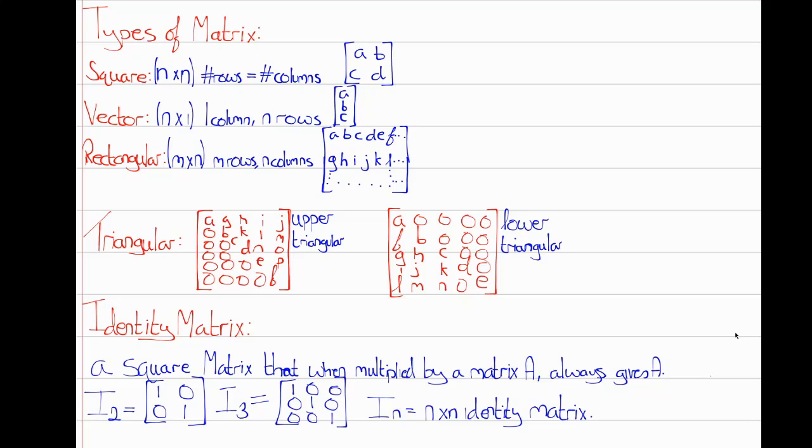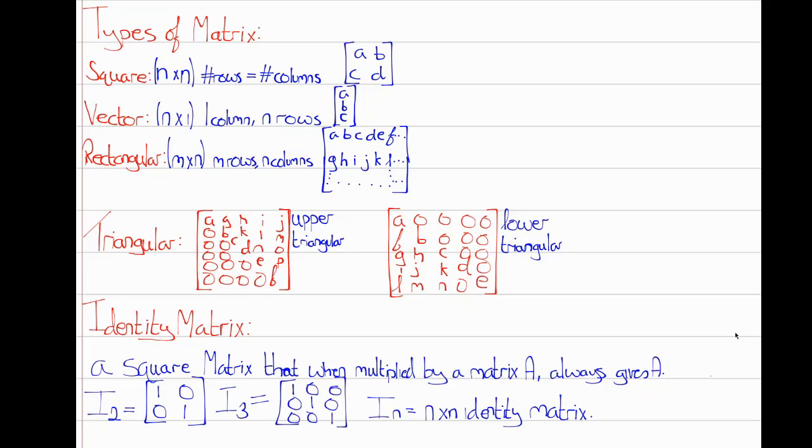So we can have a triangular matrix. A triangular matrix is a matrix which has numbers in the upper triangle of the matrix, and in the lower triangle it has zeros everywhere else. Conversely, a lower triangular matrix has numbers in the bottom left of the matrix, and in the upper right all the numbers are 0.